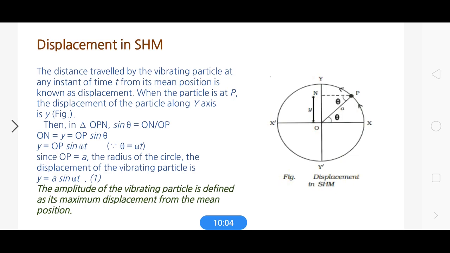Where A is the radius of the circle, which is the maximum displacement of the particle. The maximum displacement of the particle is called the amplitude. The amplitude of the vibrating particle is defined as the maximum displacement from the mean position. So finally, what is the formula for the displacement of the particle executing SHM? It is y is equal to A sin omega t.